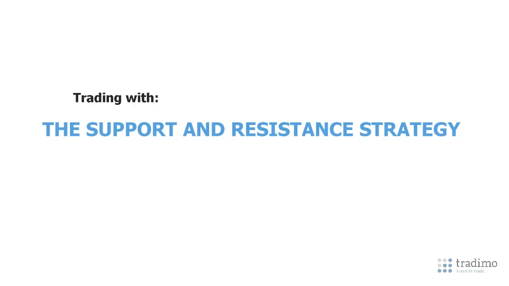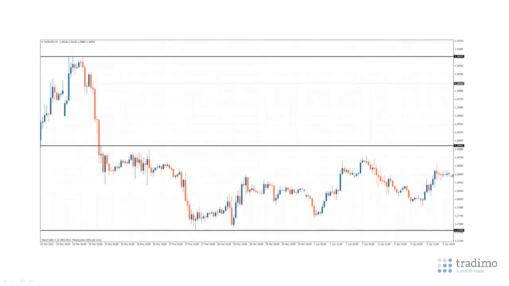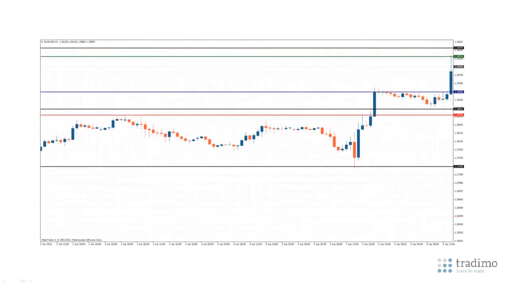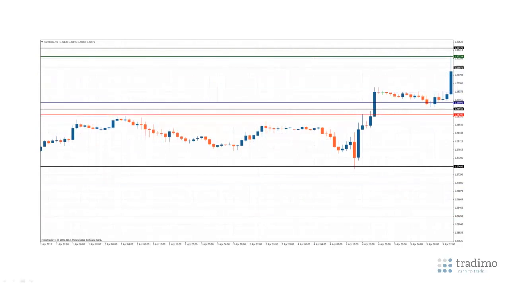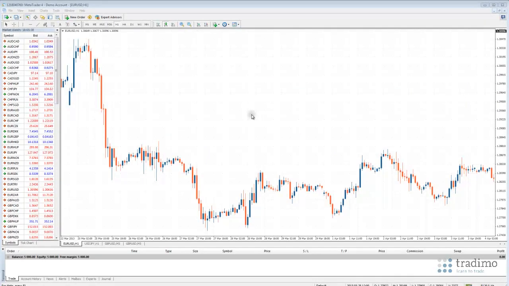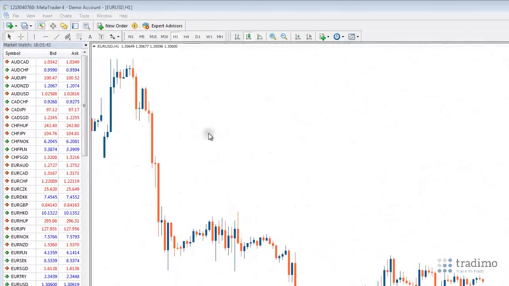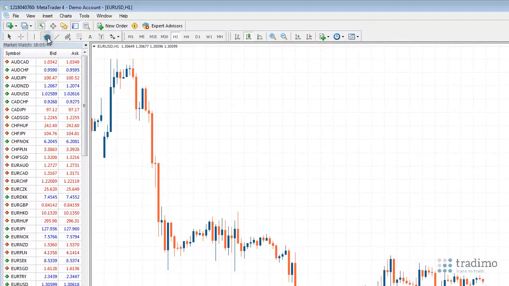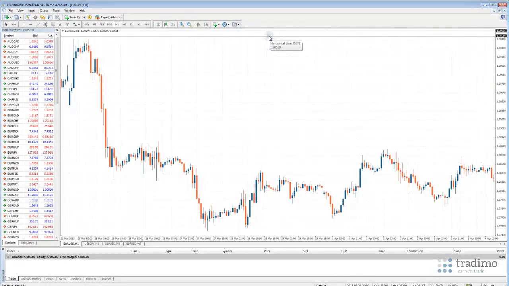During the next 3 lessons we're going to be showing you how you can draw horizontal lines on your chart and trade using support and resistance levels in 3 different ways. When trading using the support and resistance strategy, the first thing we need to do is to mark up our support and resistance levels, and to do this we're going to use horizontal lines.